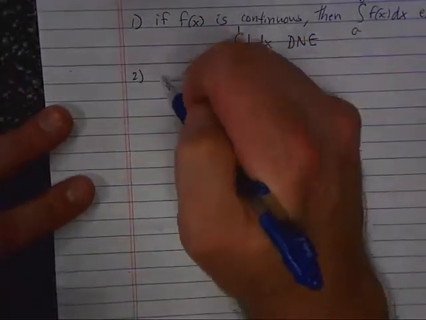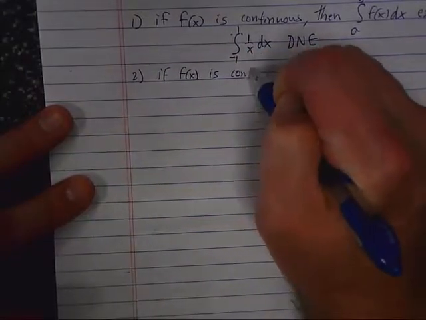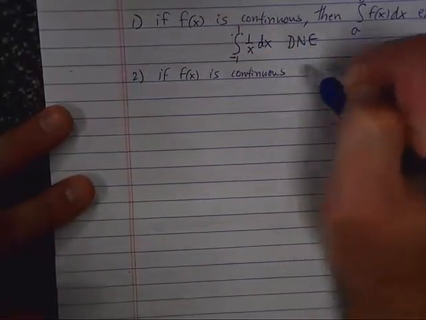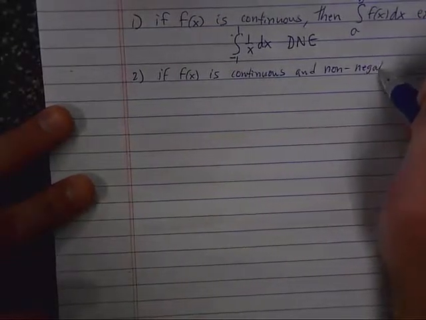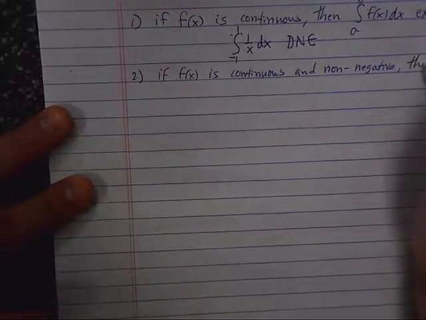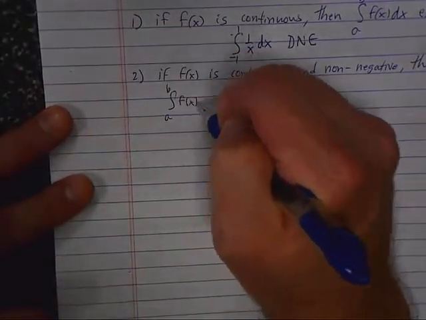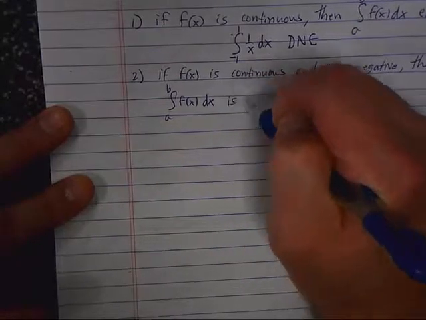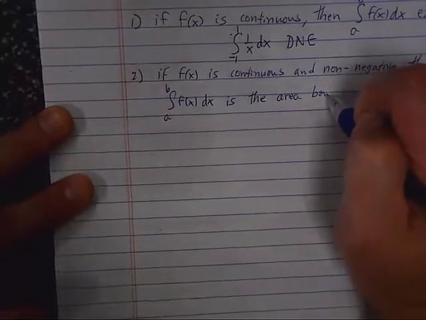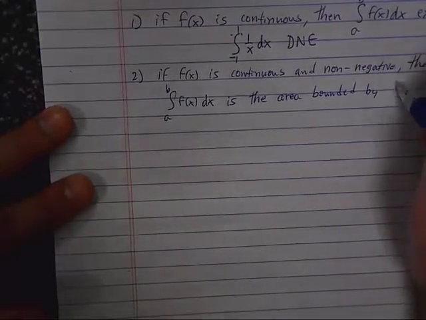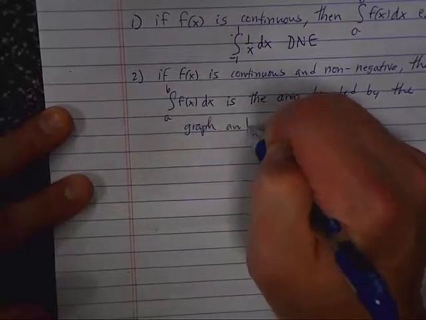Number 2. If f of x is continuous and non-negative, then the integral from a to b of f of x dx is the area bounded by the graph and the x-axis.